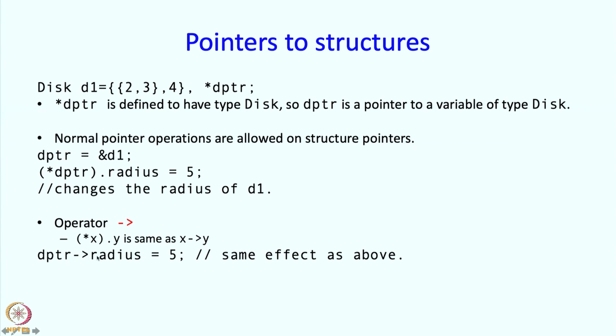If I want to write DPTR dot radius, then DPTR had better be a disk type variable. But DPTR is not a disk type variable, it is a pointer to a disk type variable, and therefore I should use this arrow which dereferences first as well.